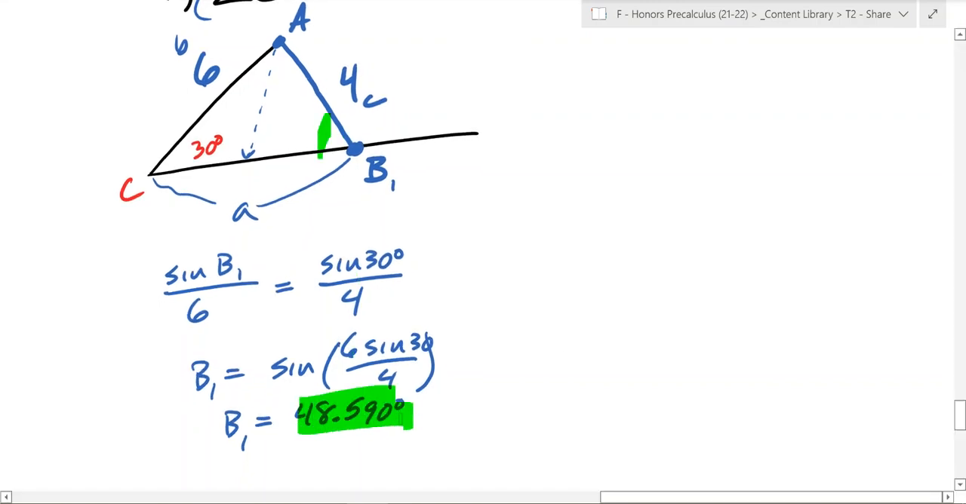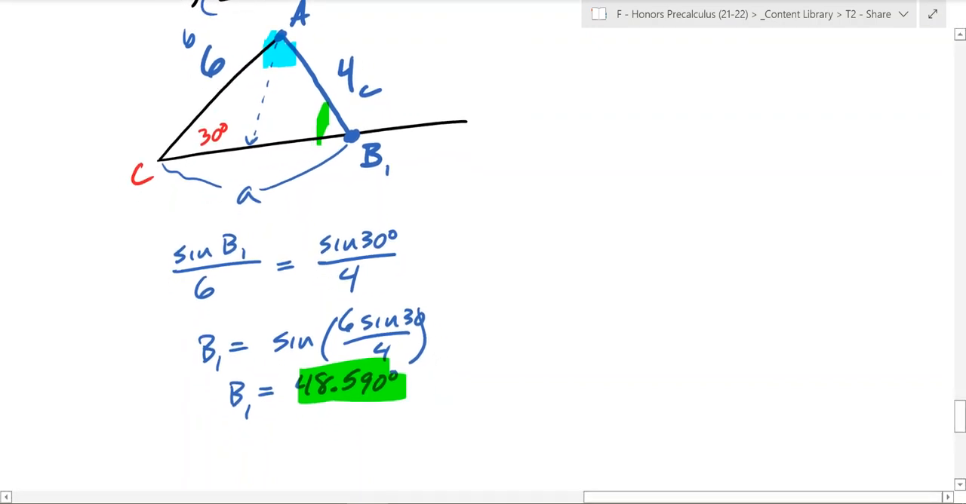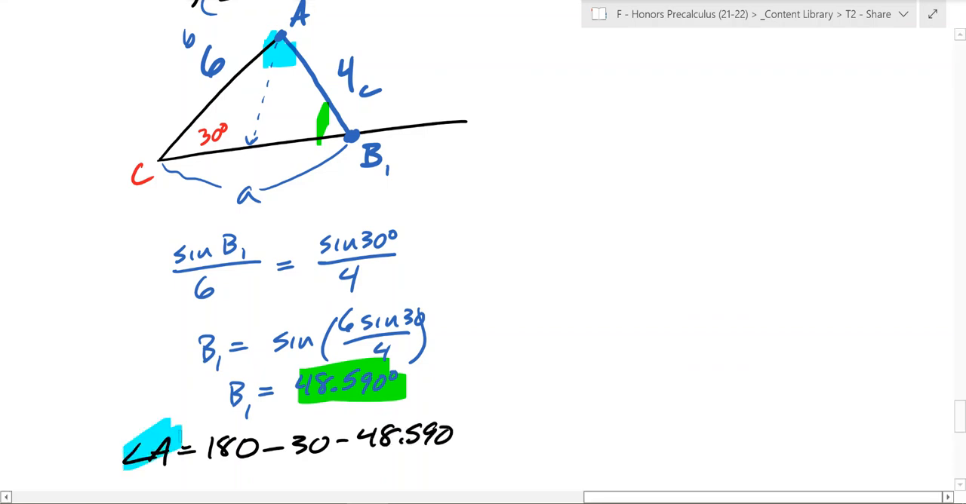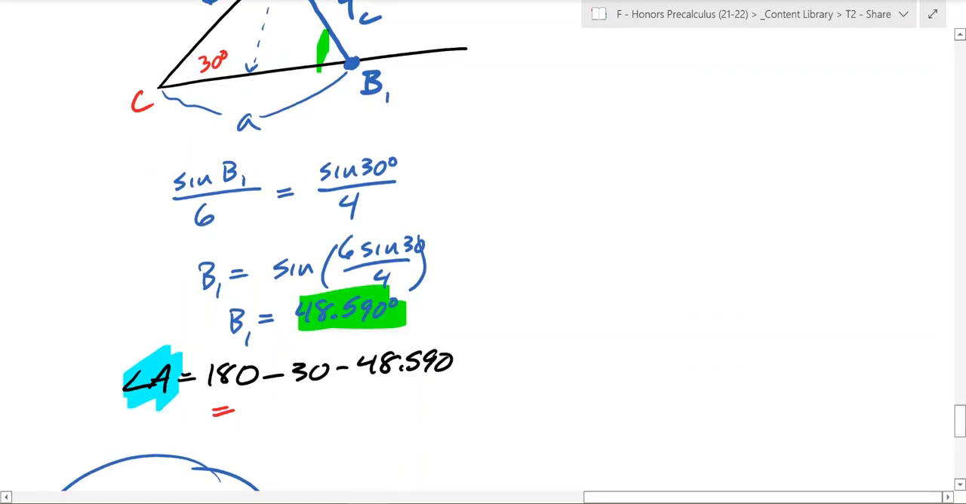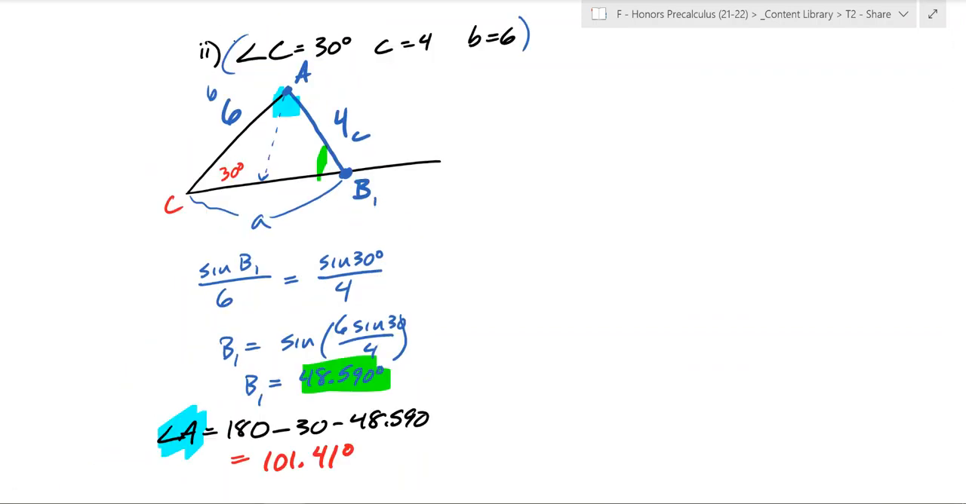So now we have this. This is that number right there. So if we want to get this angle A right there, how do we get angle A? Well, A is just going to be 180 minus 30 minus 48.590. That's angle A right here. So that is going to end up being 101.41 degrees. So now we have this angle right there. This is 101.41 degrees.